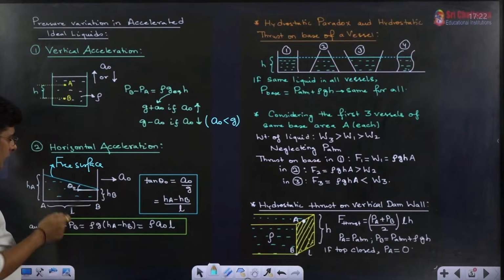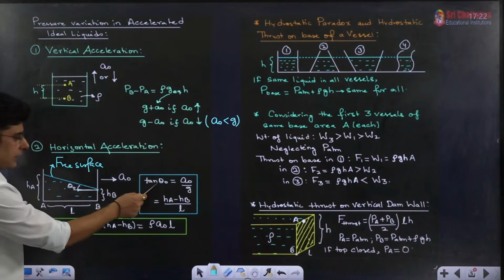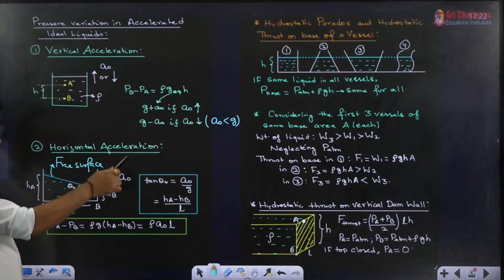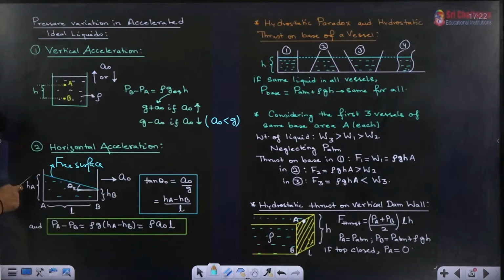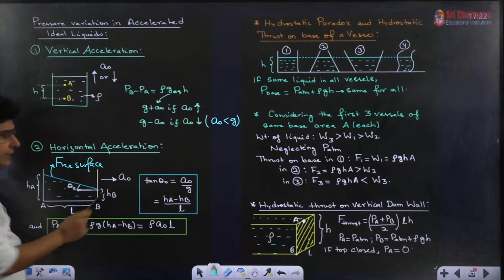So using Newton's law, we see that tan theta comes as A naught by G, if you give an acceleration A naught. But if on both sides you have HA and HB as the final heights, then HA minus HB by L, where L is the length of the tank, is also tan theta. So tan theta is A naught by G and also HA minus HB by L.